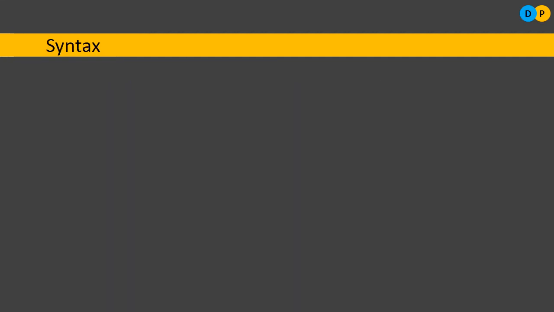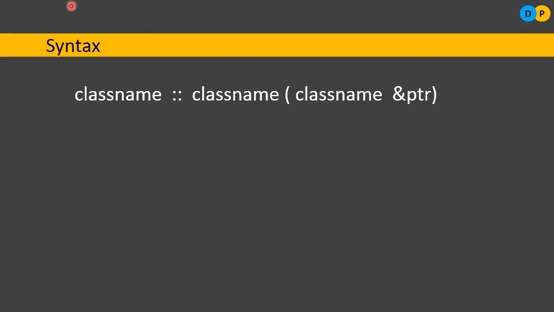Next, what is the syntax of copy constructor? As we know, the constructor name will be the same as the class name. So here the class name comes in the beginning, followed by double colon. Once again we are using the class name. It's nothing but we are defining the copy constructor outside the class, because we have used the scope resolution operator here. We use the scope resolution operator at the time of defining a member function outside the class. So here we are defining the constructor outside the class.